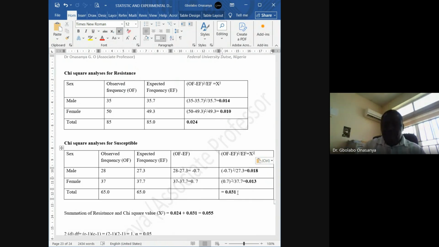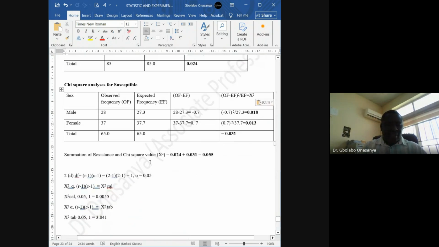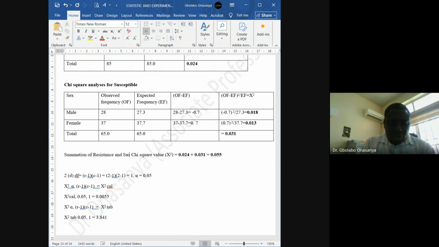Then we add these two together: the summation of the resistance and susceptible chi-square values.